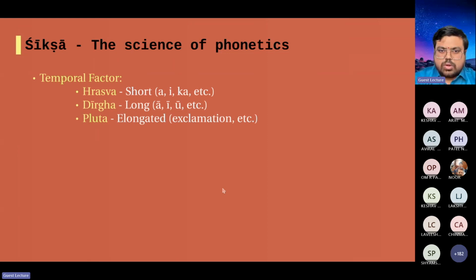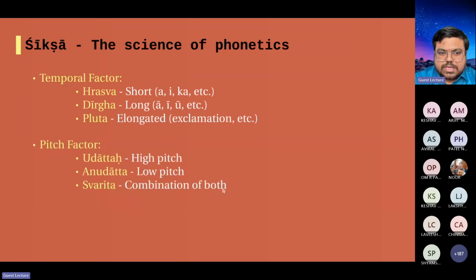To utter any word or letter, we have three factors of time associated with it. We call them the temporal factors. Hrasva means a very short utterance like a, i, ka, etc. Then we have dirgha. Dirgha means elongated, not too much, but long, like in between. That's how we start learning the Varnamala when we were kids. The second of these vowels, like ee, oo, these are the dirgha swaras, we say. Then we have pluta, an elongated exclamation which occurs in a very specific context, like, oh my God, when we say that, there is much elongation happening. Like that, in Sanskrit, in specific contexts, we give elongated or pluta swaras.